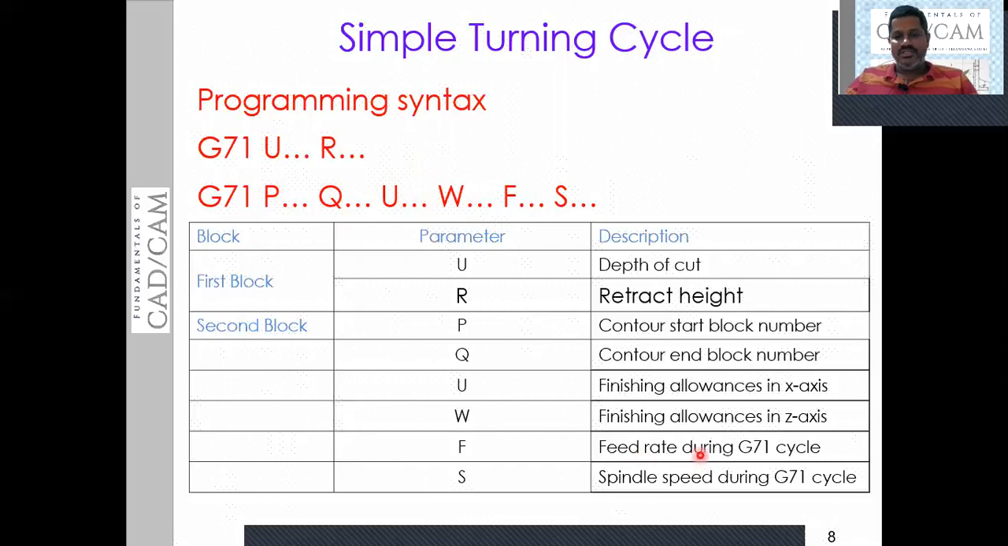Then U and W are the finishing allowance along the x-axis and the finishing allowance along the z-axis. U indicates the finishing allowance along the x-axis, and W indicates the finishing allowance along the z-axis. So those values we need to specify. Suppose you want to leave some material for the next pass for finishing, we can specify those X and Z values also. Then we need to specify feed and S for the entire G71 cycle.